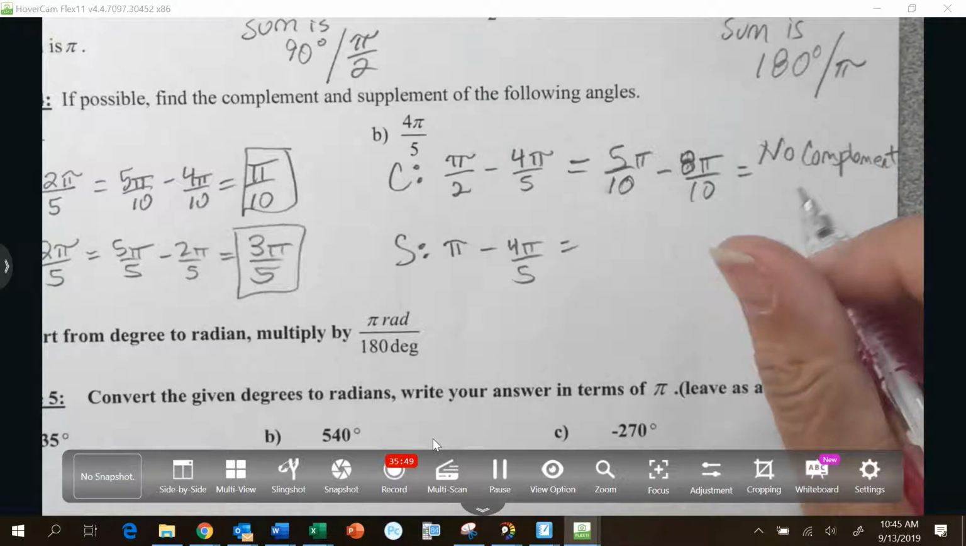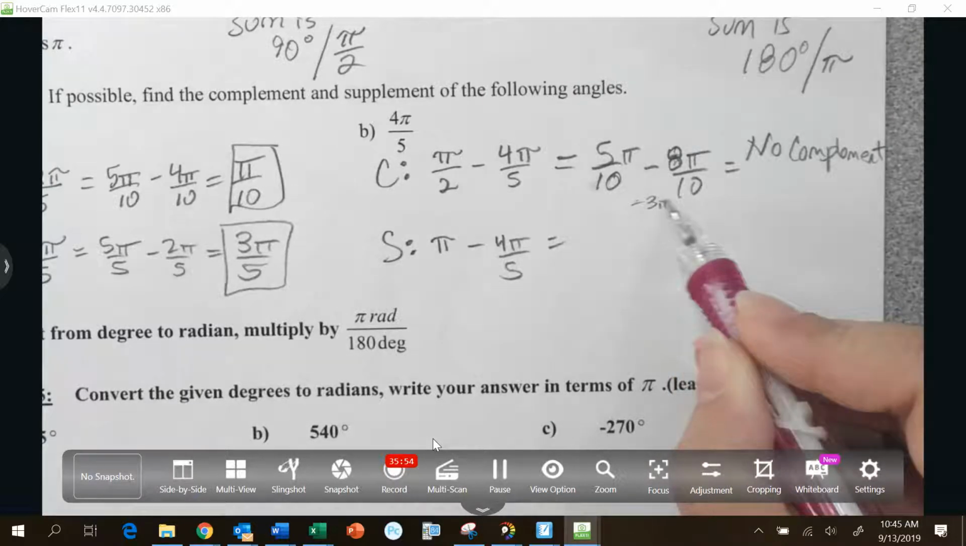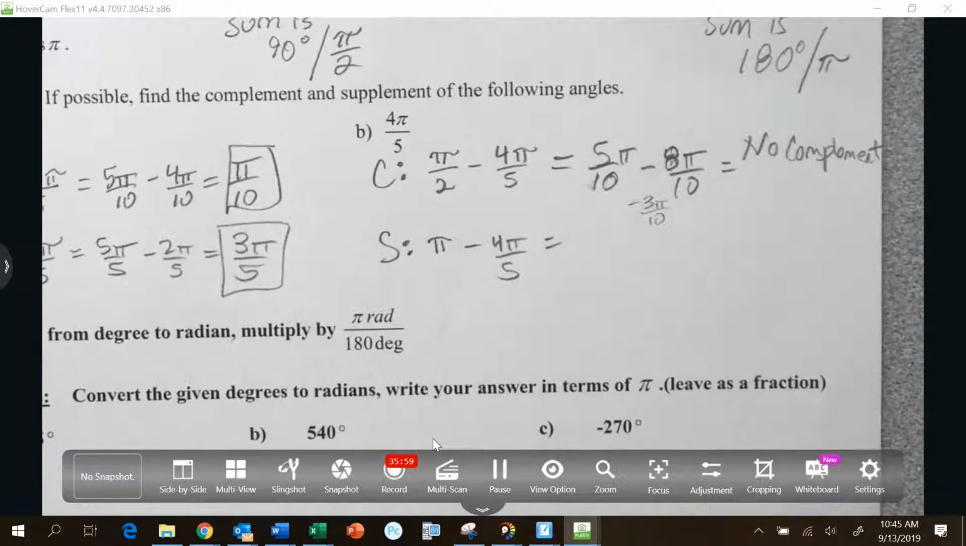From that direction. Why is there no complement? You clearly got negative 3 pi over 10. Why is there no complement? Who can use their intuition to figure that out?